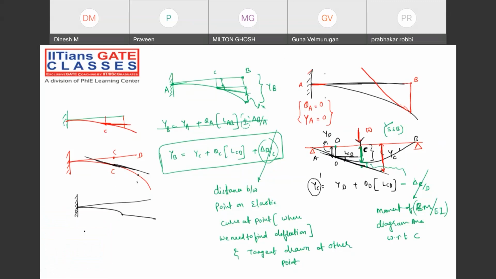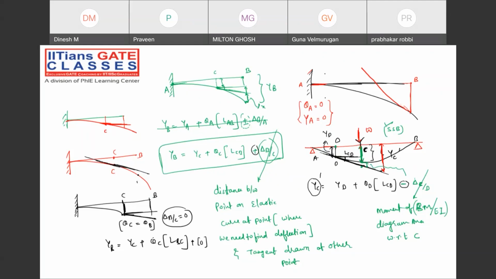Suppose that there is no elastic curve between the point C and point B, it is just a straight line. In that case, point C slope and point B slope will be the same. In that case, we can easily determine simply YB deflection will be YC plus theta C into LBC, and that delta B with respect to C will be 0 in this case. Please note down 3 cases where it is positive, where it is 0, and where it can be negative. Please note down, very important.